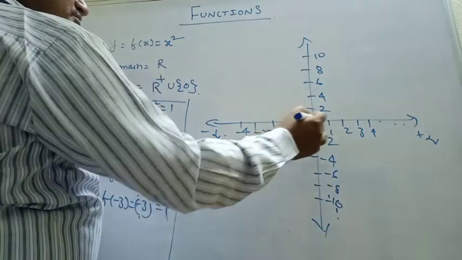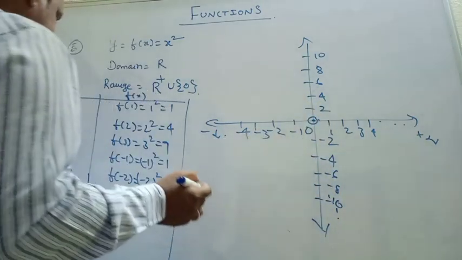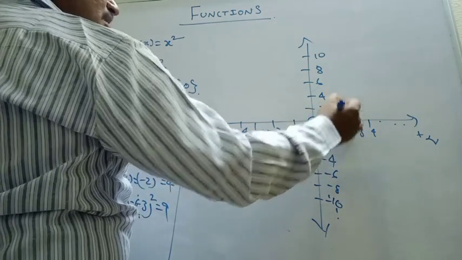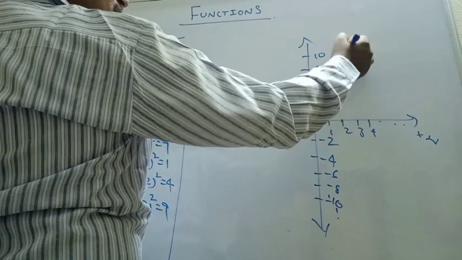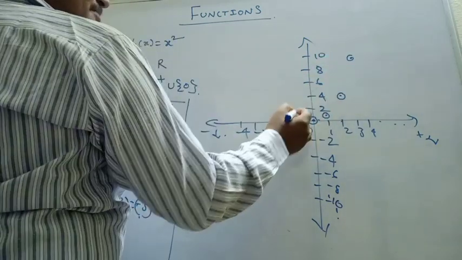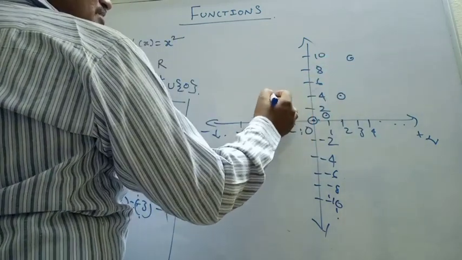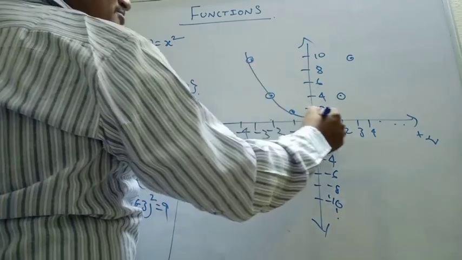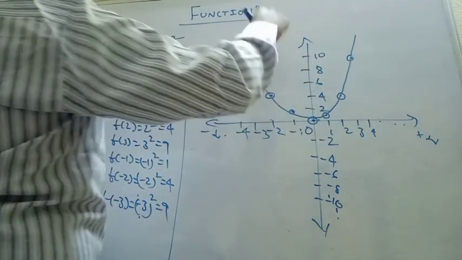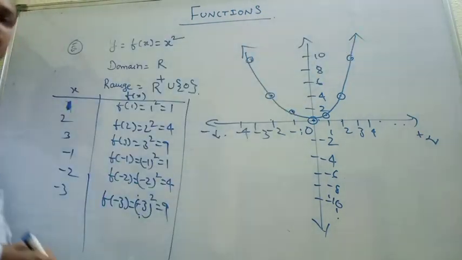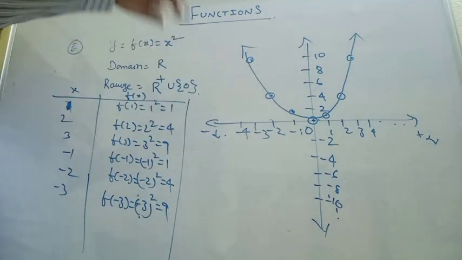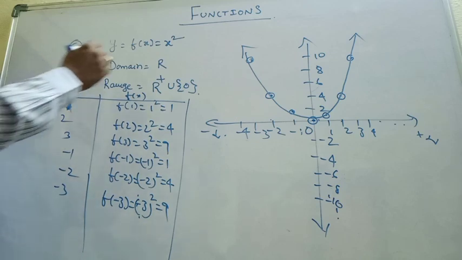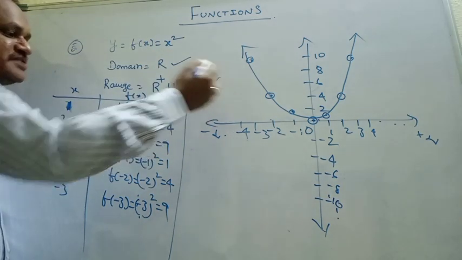If you take 0, 0 will be here, and you have 1, 1 here like this. 2, 4 is here. 3, 9 will be here. -1, 1, -2, 4, -3, 9. You just join with a simple freehand, and you are going to get a graph like this. This is an upward parabola, and this is the shape of it, whose domain is this and range is this.